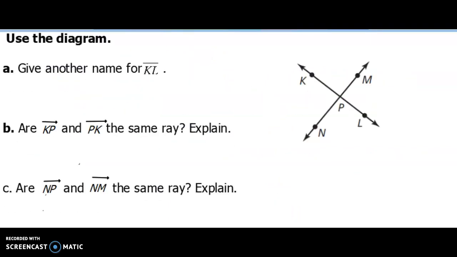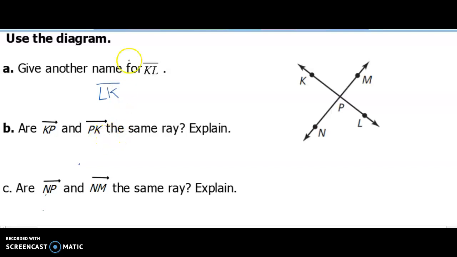All right, let's look at example 2 now. A says, give another name for segment KL. We know it's a segment because there's just a line over KL. That means it starts and it stops at K and L. So the only other thing we can call that starts and stops at K and L is LK, and remember, we keep the line over top, otherwise it is wrong.